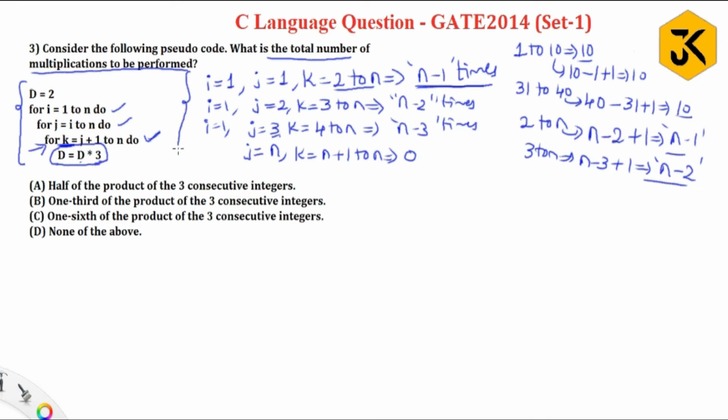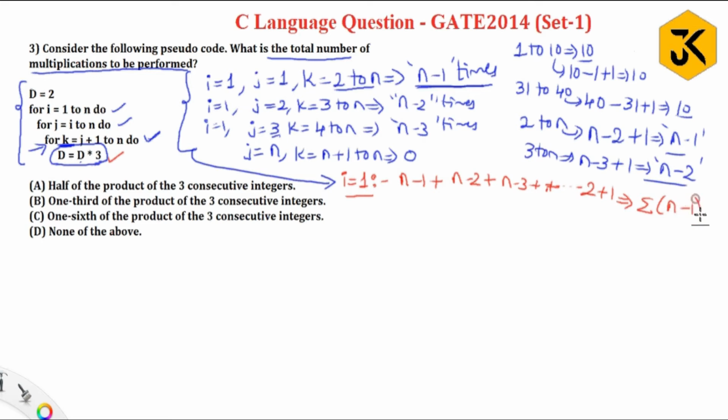So when i equals 1, this entire thing I can write like this. For i equal to 1, j equal to 1, k equal to 2, it executes n minus 1 times, then n minus 2 times, then n minus 3 times, then n minus 4 times, and so on, down to 2, 1, 0. So when i equals 1, this entire statement can be written as the summation of the first n minus 1 natural numbers: n minus 1 plus n minus 2 and so on.